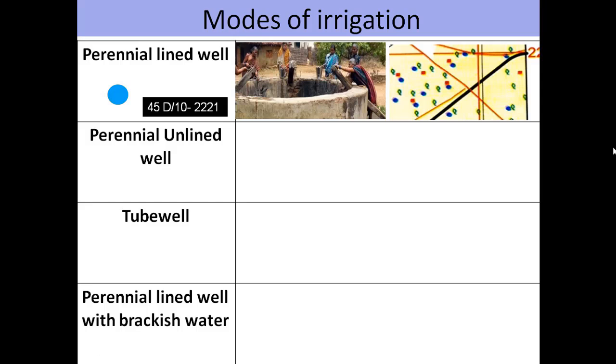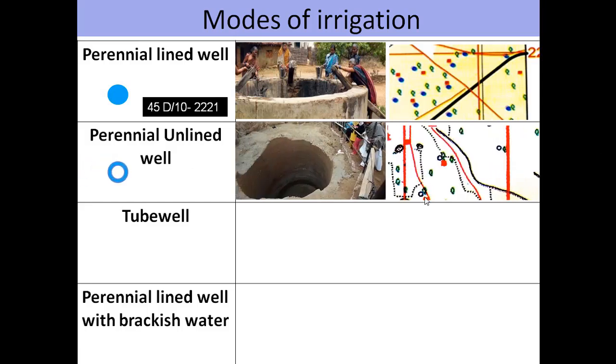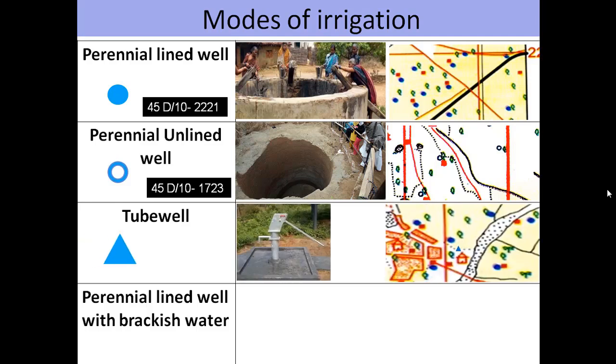Another mode of irrigation is perennial lined well. As you can see in the map extract, the symbol has been drawn over here, 1, 2 and 3. One can see the example in 45D10, grid reference 1723. Tube well. On the map extract, there are only a few tube wells. You can see the symbol here. It has been shown in the map extract as a small triangle. This represents a tube well. One can see the example in 45D7, grid reference 0183.